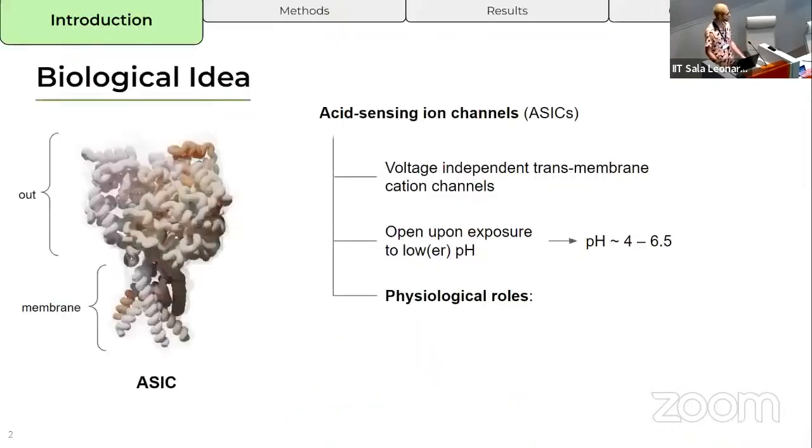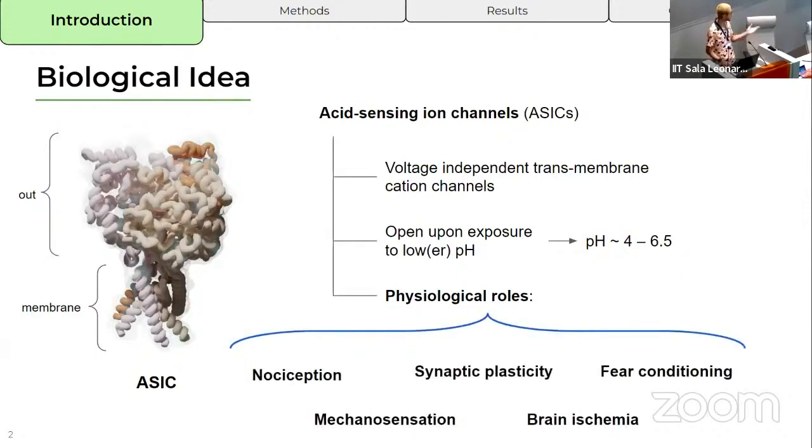First things first, I wanted to introduce to you the biological idea behind my project, and this is basically what got me my grant. We're working on studying the acid sensing ion channels, or ASICs. These are voltage independent transmembrane cation channels that open upon exposure to lower pH values. They have a role in a plethora of conditions, and one of them is nociception, which, for those of you that don't know, is the perception of pain. This is why we thought of using this family of proteins to target for the discovery of new analgesics.